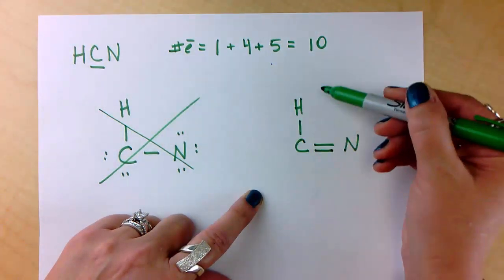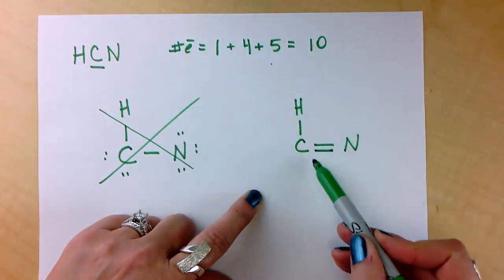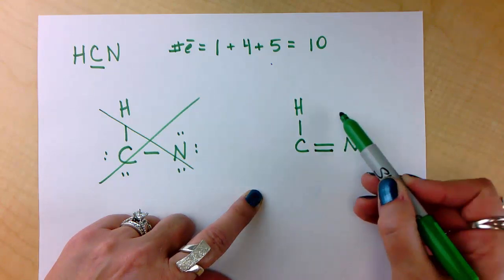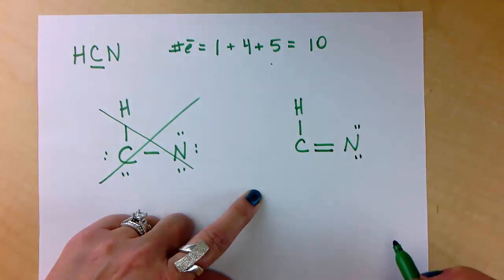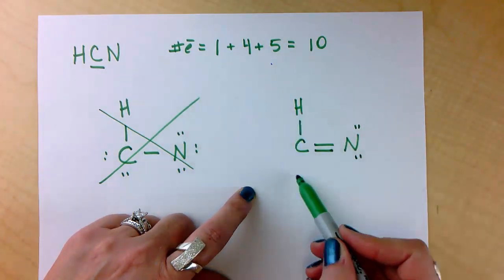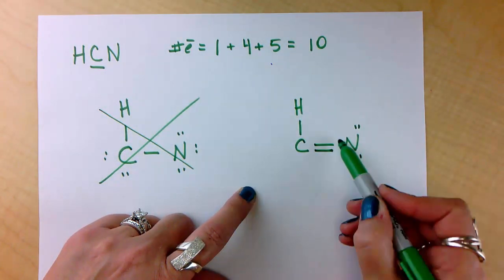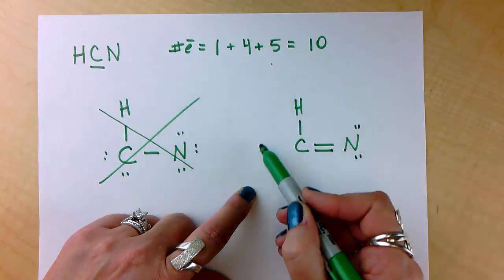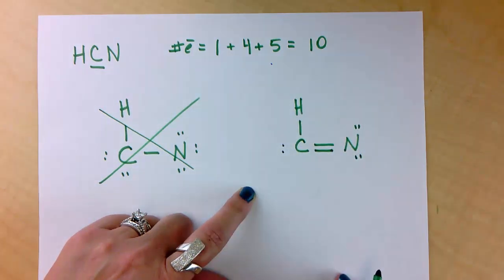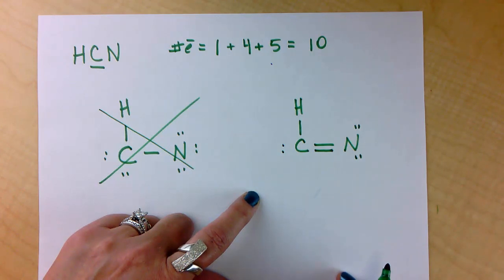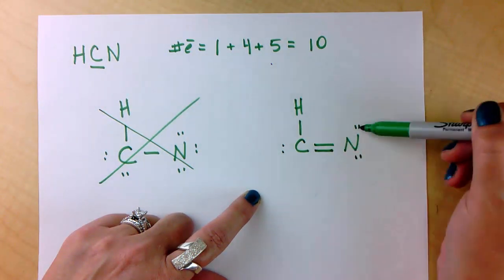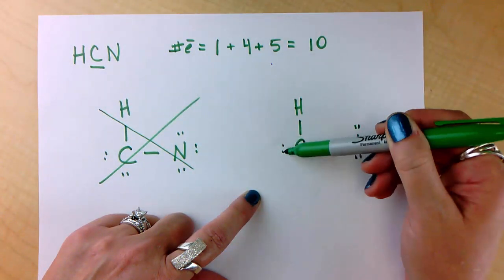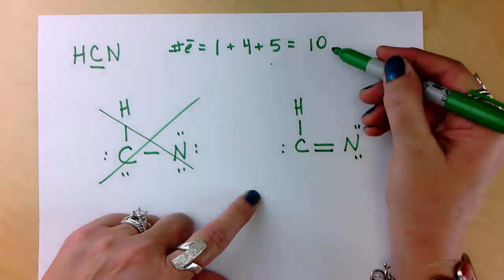All right, hydrogen needs 2. It already has 2. It has a single bond. Nitrogen needs 8. It has 2 bonds, 4 electrons. It needs 4 more. Carbon has 3 bonds to it, a double and a single, which makes 6 electrons. So it only needs 2 more. Okay, everybody has 8, but hydrogen has 2. Let's count the total number of electrons again: 1, 2, 3, 4, 5, 6, 7, 8, 9, 10, 11, 12. 12 is not 10.